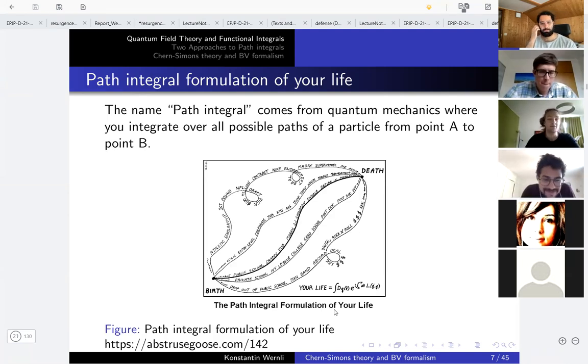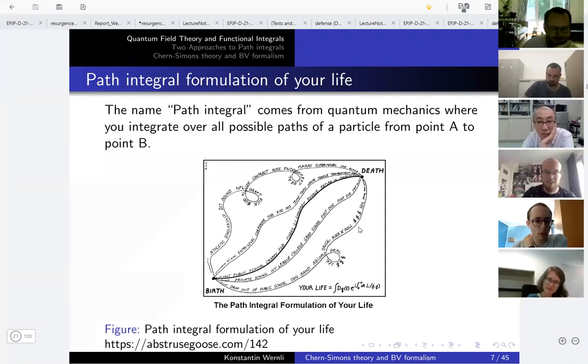So there's this nice cartoon that I like on path integrals. It's about the path integral of your life, right? Probably many of you have seen it before. So there are the more common life paths and more uncommon life paths. And as you might have experienced, your own life path is a superposition of many different life paths that you might have chosen.